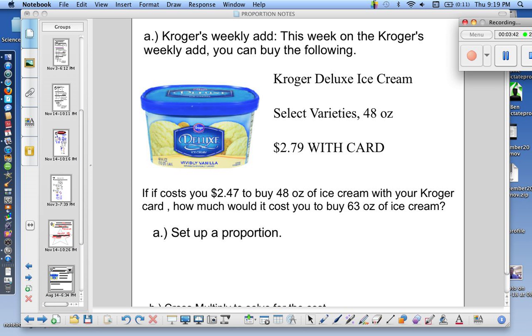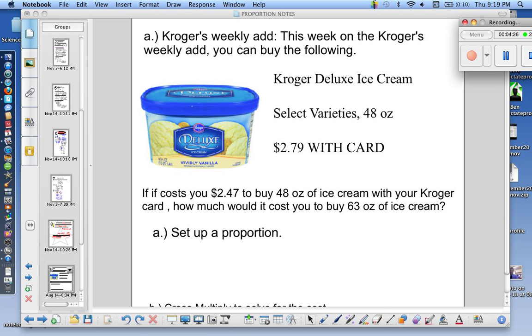So the first real life example deals with a Kroger's weekly ad. I looked up the ad this week, and at Kroger's you can get a 48-ounce ice cream for $2.79 if you've got a Kroger's card. So we're going to use the idea of proportions to find out how much it would cost if you bought 63 ounces of ice cream. I'm going to model this first one, and then on the next page you're going to try it on your own. When we do word problems, we need to pick out the important information, or else it might get really confusing. So as we set up our proportion, I'm going to start reading my directions left to right.